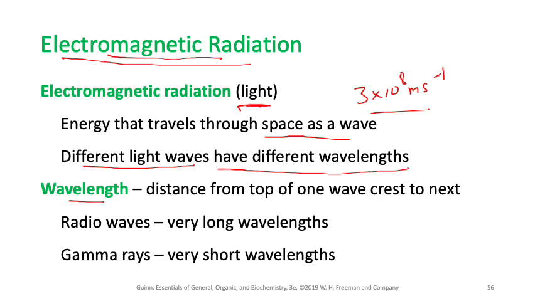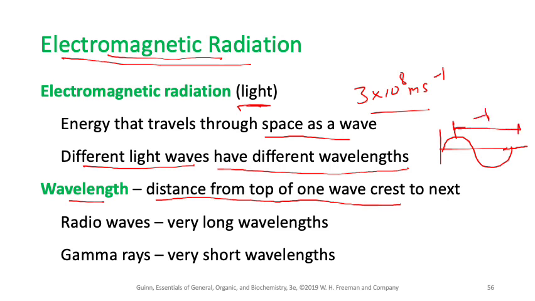And wavelength is the distance from the top of one wave crest to the next. So if this is a wave, this is your crest. This is your wavelength. Right, from one crest to the consecutive crest, that's your wavelength. The symbol of wavelength is lambda, right? We're going to see an electromagnetic spectrum in the next slide and see how many different types of electromagnetic radiation we have.